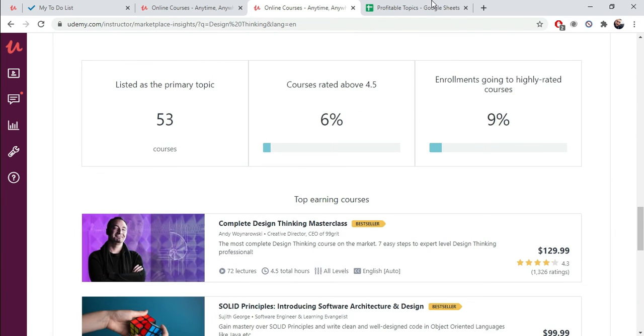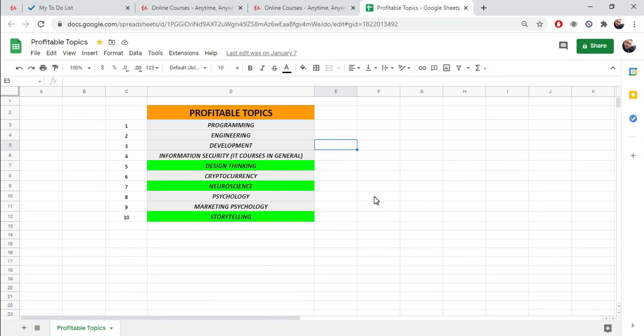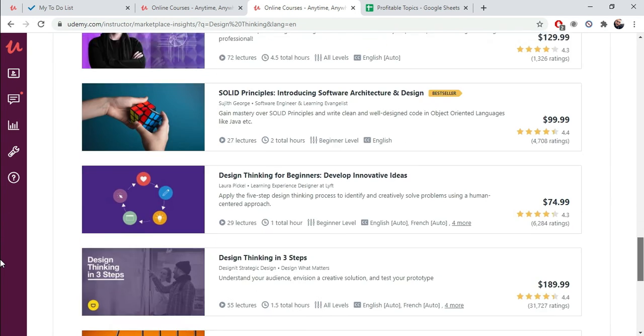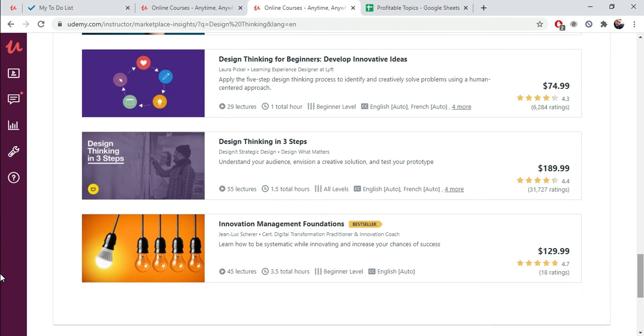I think that's why I probably put it among this list of profitable topics, because it's not just about creating something that's really profitable. It's also about finding maybe a course topic that is less profitable, but with less competition, right? A course topic that you can easily dominate, because competition is also a big factor. So 1 hour, 0.5, and 3 hours, 0.5, Innovation Management Foundations. And this course pretty much has only 18 ratings.